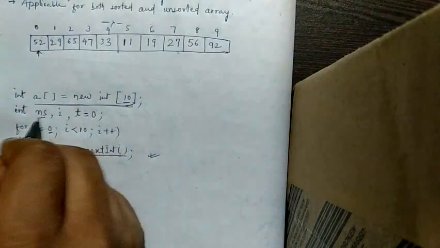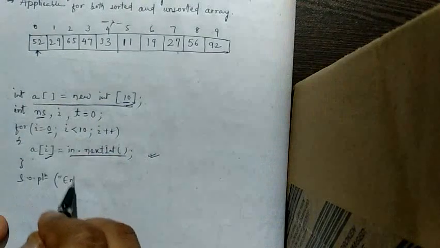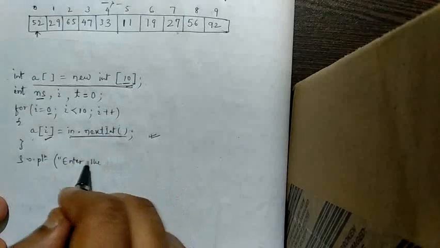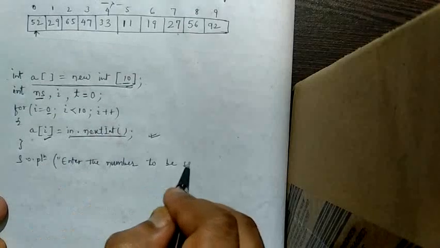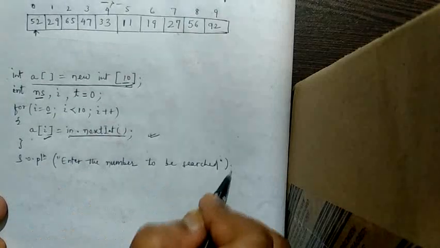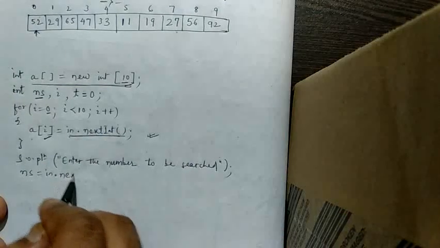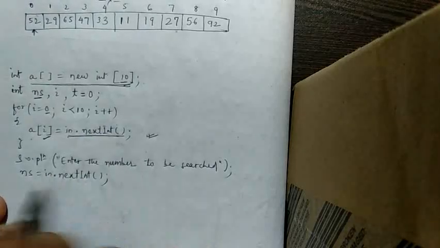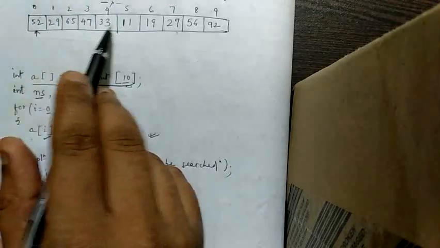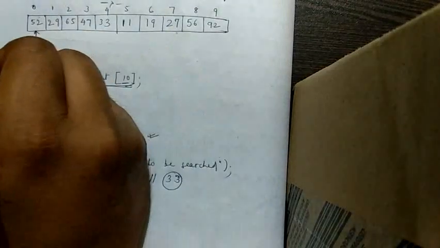Now we will enter the number that has to be searched. I will type a message, enter the number to be searched, and ns = sc.nextInt(). Suppose the number is present here. Let me find the number 33. So I will enter the value of ns as 33.